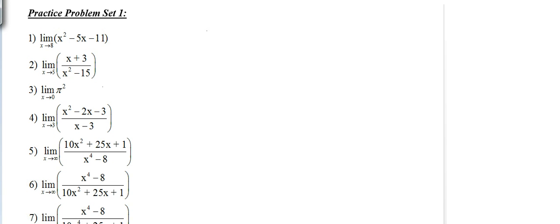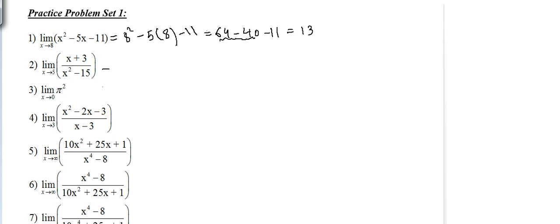Practice problem set 1 of AP Calculus limits. The first limit is the limit of a polynomial, so we can directly substitute x equal to its value, which is 8 squared minus 5 times 8 minus 11. The answer will be equal to 8 squared, 64, minus 5 times 8, 40, minus 11. 64 minus 40 is 24, minus 11 is equal to 13.